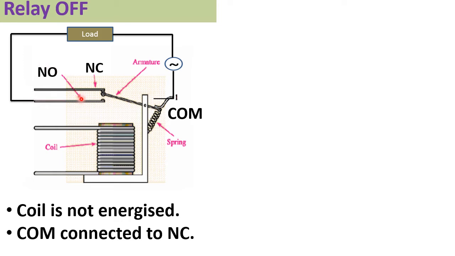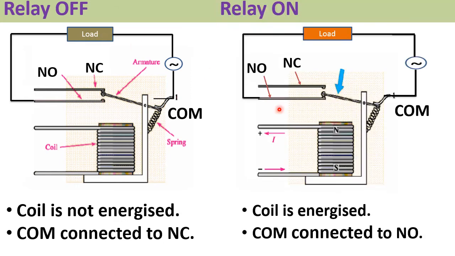When coil is not energized, COM terminal is connected to NC. The circuit will be open, hence load will not get power and it will be in off condition. Now when voltage is applied to relay coil, it gets energized and COM terminal breaks away from NC and gets attracted towards NO. The circuit is closed now, load will get the power and it will switch on the load circuit.